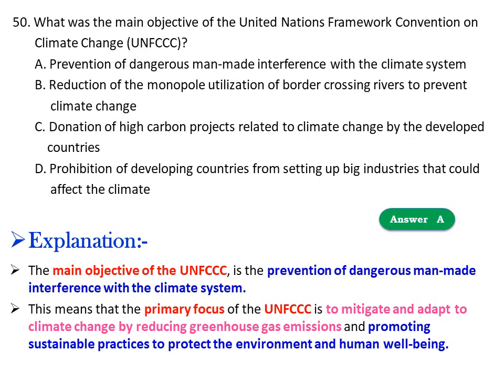The main objective of the UNFCCC is prevention of dangerous man-made interference with the climate system. This means that the primary focus of the United Nations Framework Convention on Climate Change is to mitigate and adapt to climate change by reducing greenhouse gas emissions and promoting suitable practices to protect the environment and human well-being. So the answer should be perfectly A.